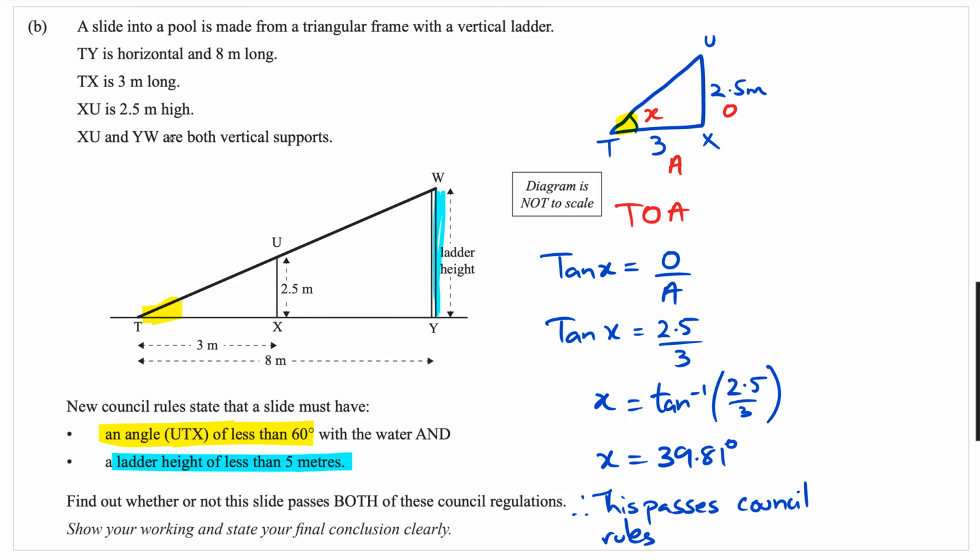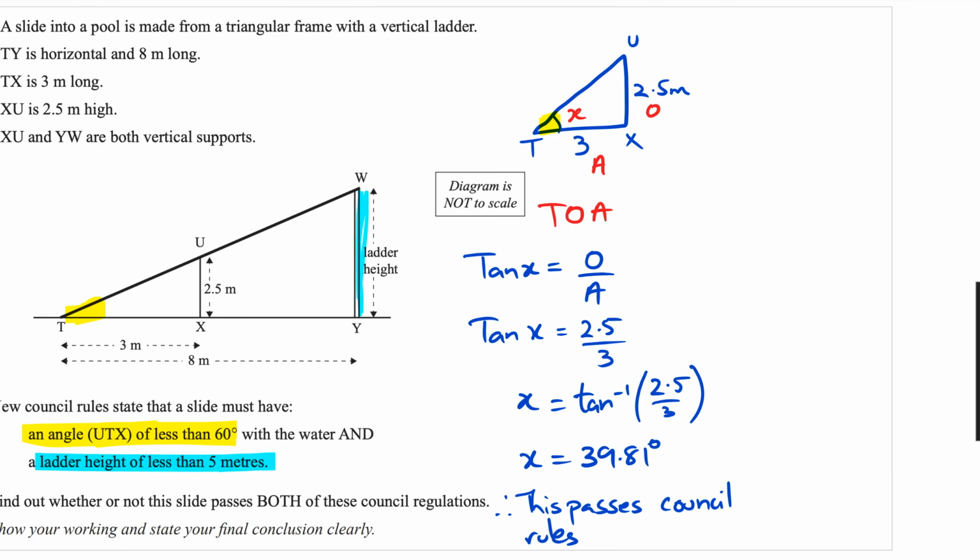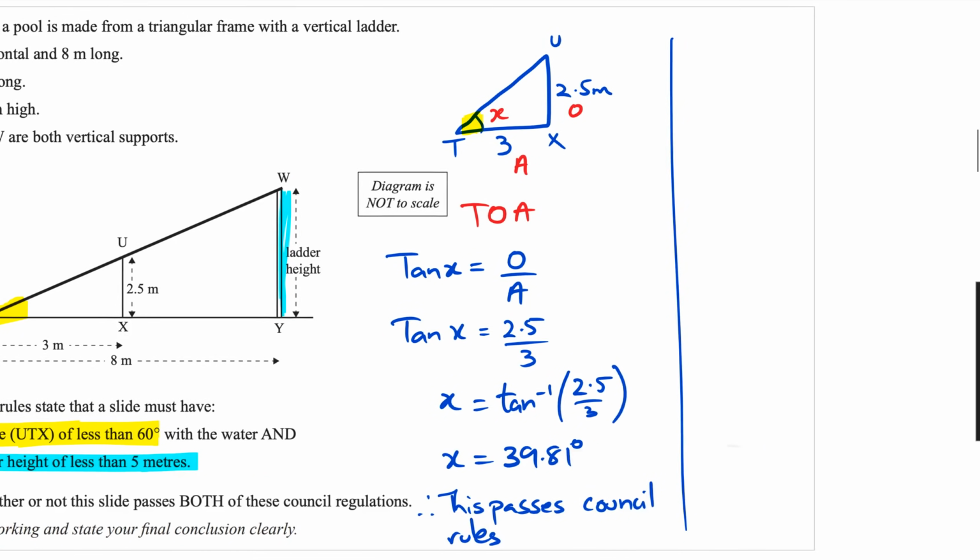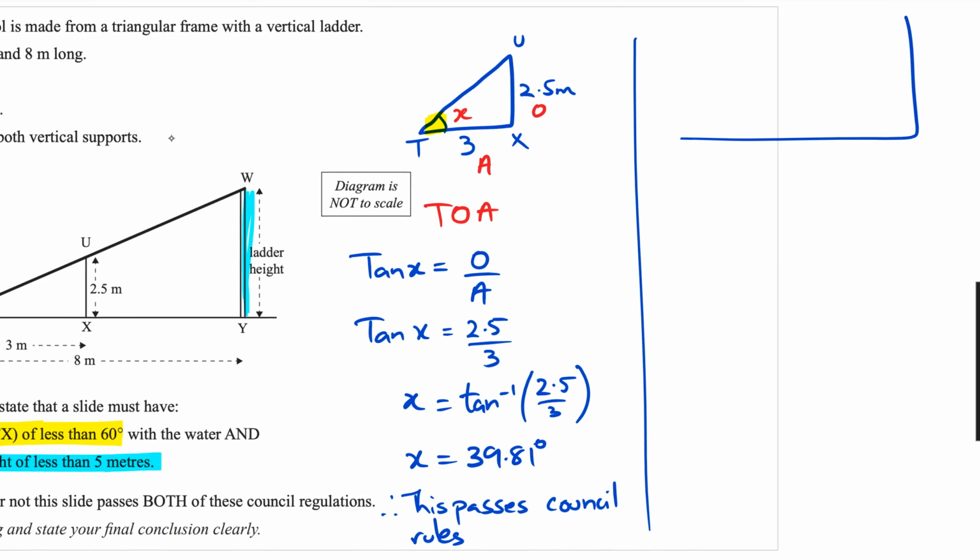Now I need to actually work out what the height is. All right, for the height, I'm going to create another triangle, which is going to be T, W, and Y. Now TY is 8 meters. WY is the height. So that's the blue thing that we're trying to figure out. We just worked out what that angle UTX is, which happens to be 39.81 degrees. So I just need to work out what H is going to be.